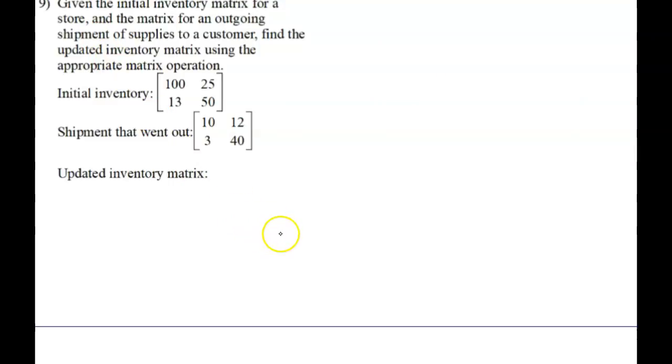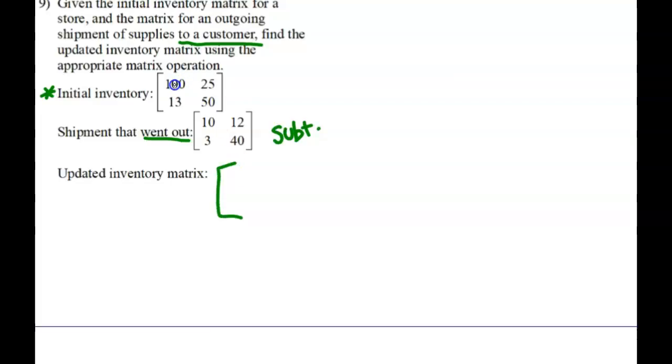Then there is a word problem, because it's on the final, I think. I had to leave it as a word problem, but it says, given the initial inventory matrix for a store, so this is our initial inventory at the store, and the matrix for an outgoing shipment of supplies to a customer, find the updated inventory of our store. Okay, so if this went out, are we adding it or subtracting it? Subtracting for this one. So each entry gets subtracted.